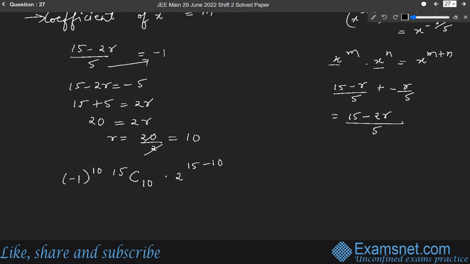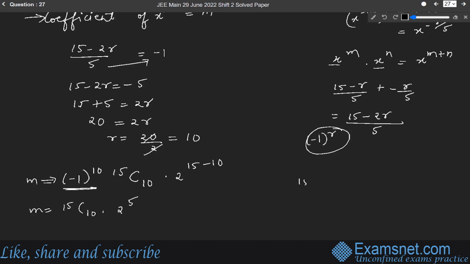Okay. And as I told you, we will deal with the negative sign later, right? So how to deal with it? Let us just multiply it by minus 1 here. In order to deal with the negative sign, you only have to multiply with minus 1 power r. You can see that here we have multiplied with minus 1 power r. What is r? 10. So this is the value of m. So m is equal to minus 1 power 10, and minus 1 power 10 will be 1. 1 into 15C10 is 15C10 multiplied by 2 power 15 minus 10. What is 15 minus 10? 5. So we have 2 power 5, right? This is the value of m.